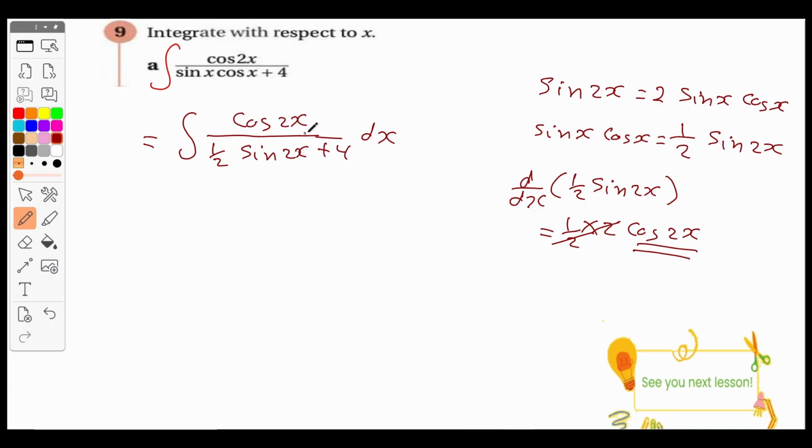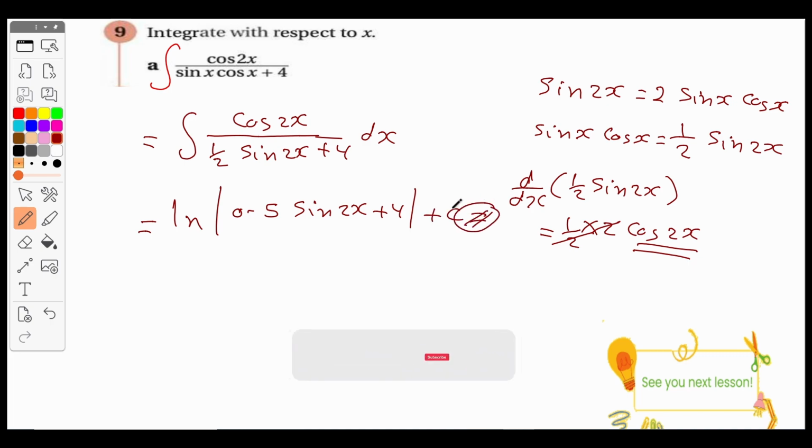So in case the top is the derivative of the bottom, the answer will be what? ln of 0.5 sine 2x plus 4, then plus c. So this is the answer of the last question.